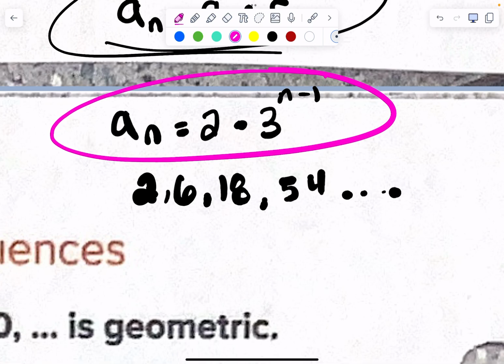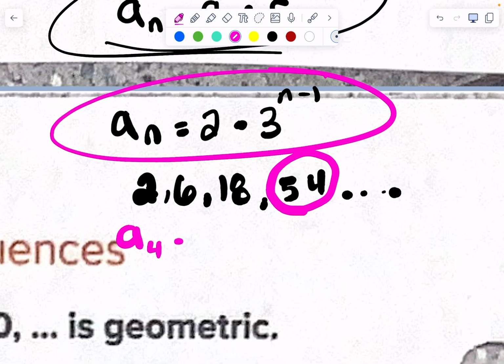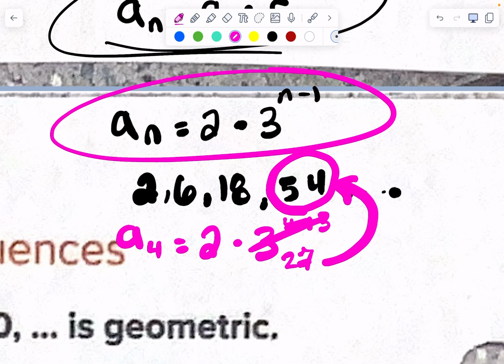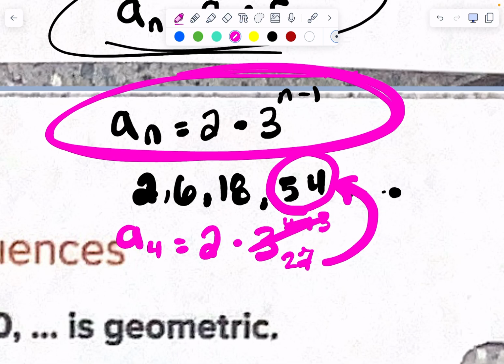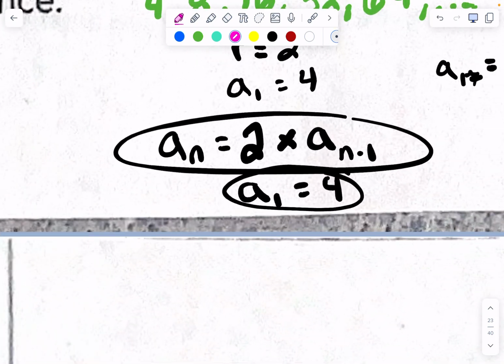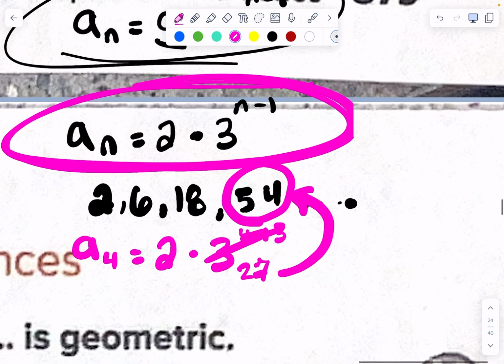If I want to know the 4th term in the sequence, which should be 54, I am finding A sub 4. I take 2 times 3 to the 4 minus 1 power, which is 3. 3 to the 3rd power is 27, times 2. Does that give me 54? Okay. This is a really good formula to use when I want to know the 72nd term, because over here in the recursive, I have to know the 71st term, and the 70th term, and the 69th term, and the 68th term. Over here, I don't have to, because my A1 is already in the equation for me.